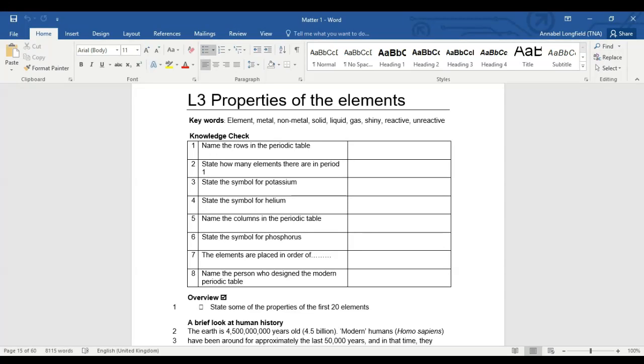This is lesson 3 of the topic Matter 1, and today we will be learning about properties of the elements. The key words for this lesson are element, metal, non-metal, solid, liquid, gas, shiny, reactive and unreactive.